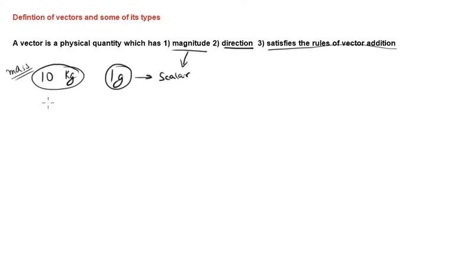And we know how to add them. 10 kg plus 2 kgs. We simply add them and we get 12 kgs, right? But that's not the case with vectors. Vectors have to be added in a different way.